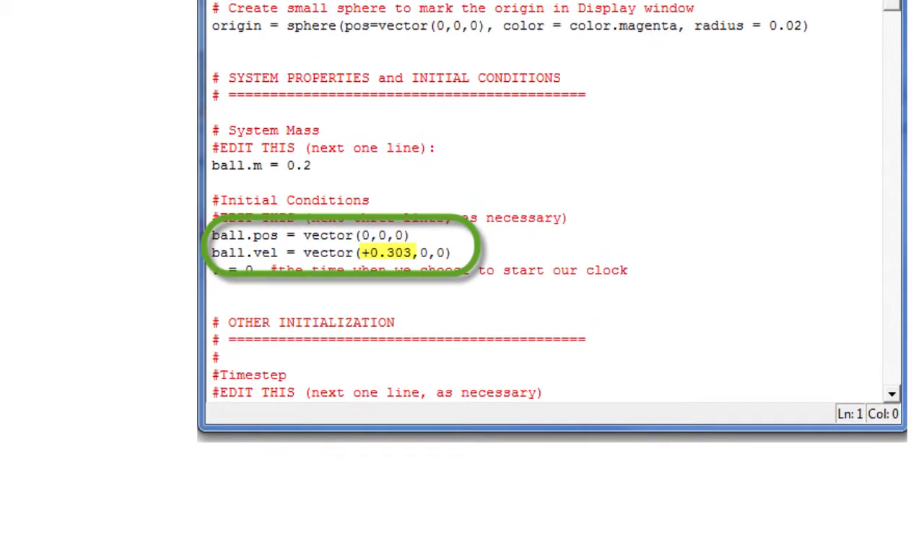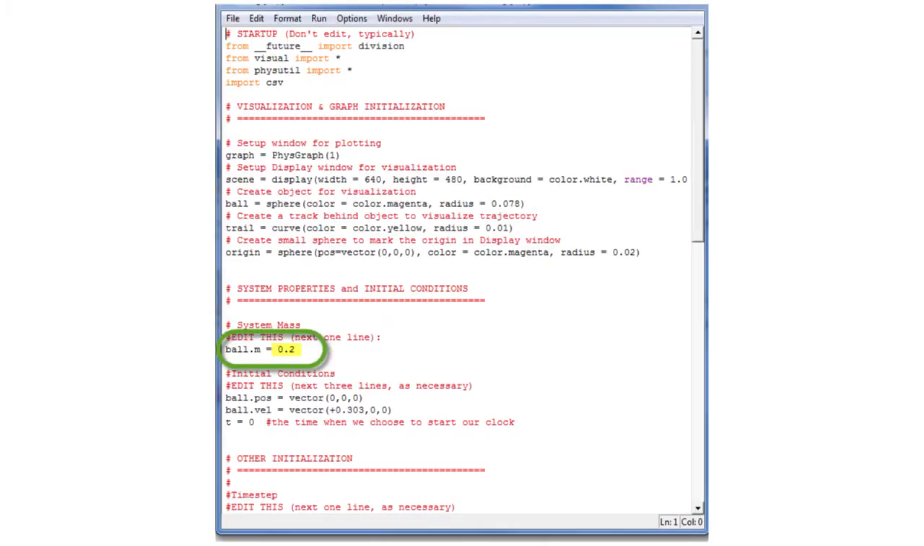Now I'm going to use a computer model to calculate Newton's second law. I open VIDLE and enter my initial velocity, 0.303 meters per second. Because my jar only moves along the x-axis, I enter 0 for y and z coordinates. I enter the mass of my jar in kilograms.